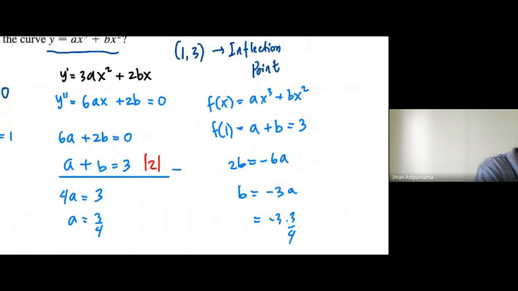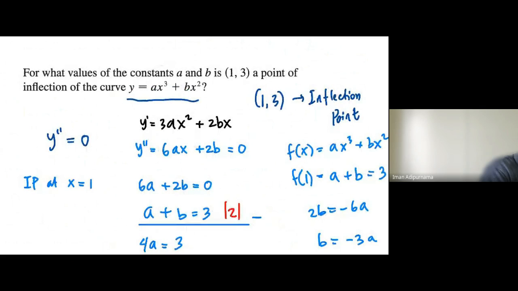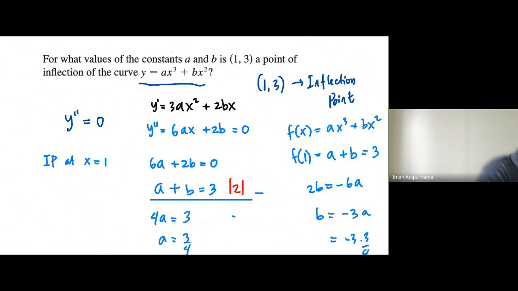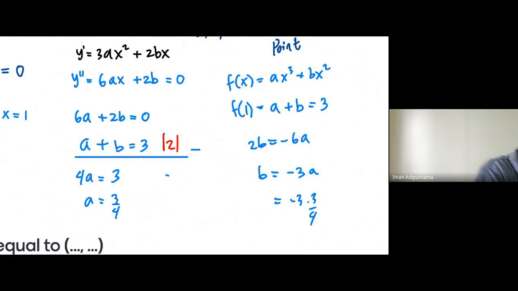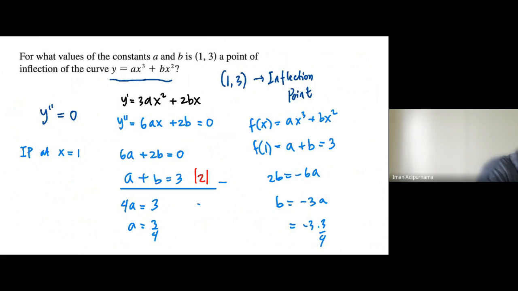Did you know where I made a mistake? So point of inflection, a plus b is 3, 6a plus 2b is 0. Let me check the questions.